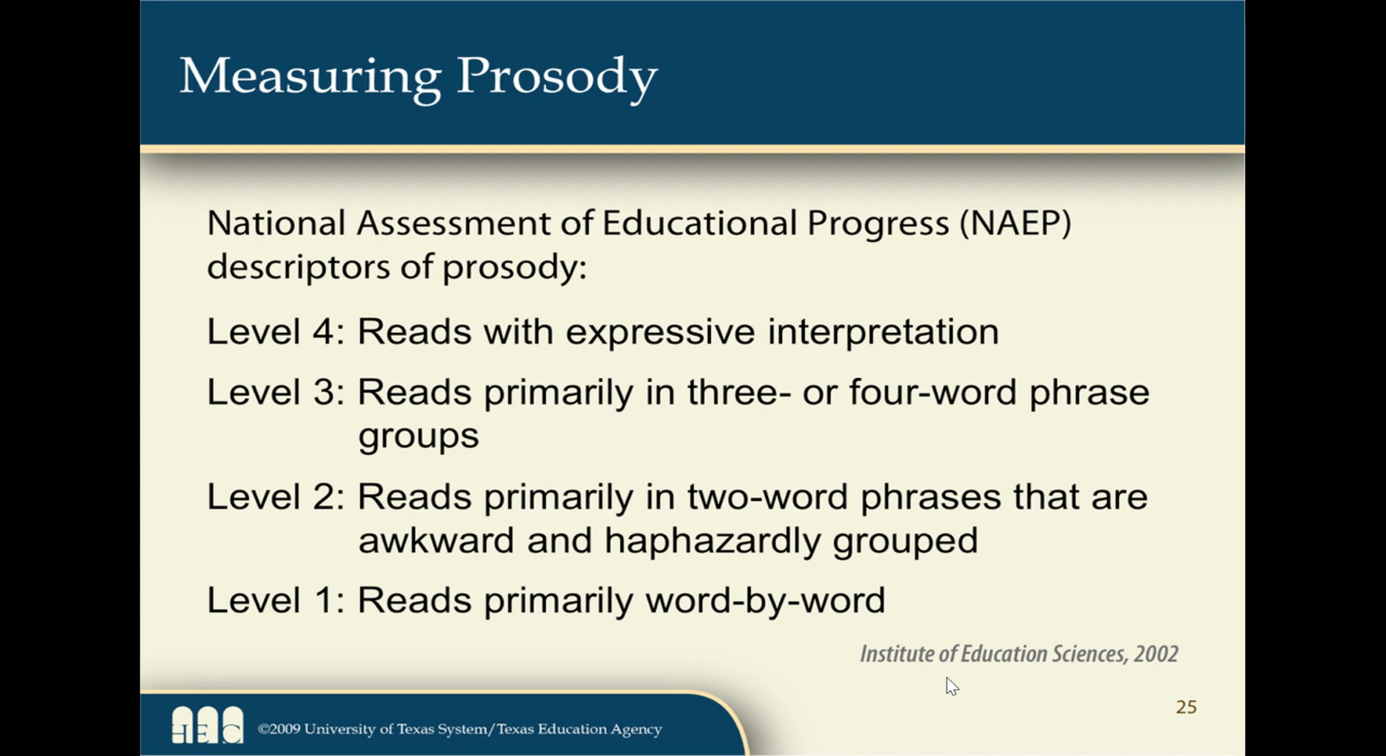Level 2 is just a little bit higher level prosody than level 1, 2-word phrases that are haphazardly grouped. Level 3, we're getting a few more words in there, but not prosodic, where there's some hesitation or some skipping over things. And then level 4 is expression and full prosody.